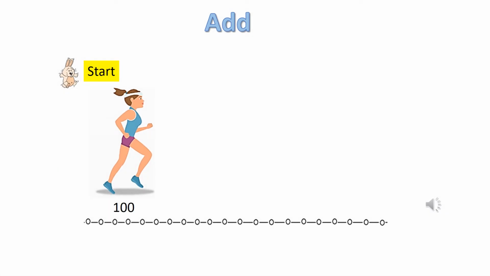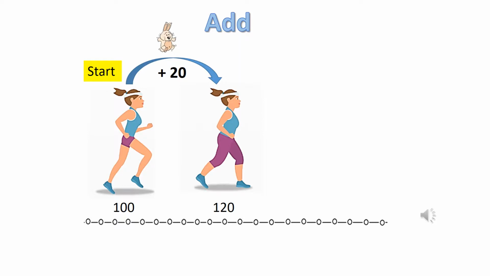Let's take another look at what happens when we add. Let's say this woman weighs 100 pounds. And she eats lots and lots of French fries and lots of chocolate bars. Do you think she will add weight or lose weight? She will add weight. So let's say she added 20 pounds. Now she weighs 120 pounds.